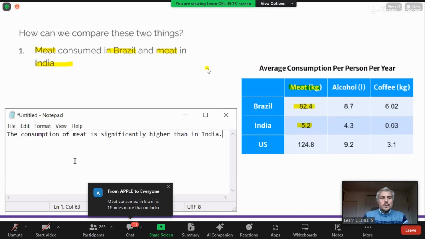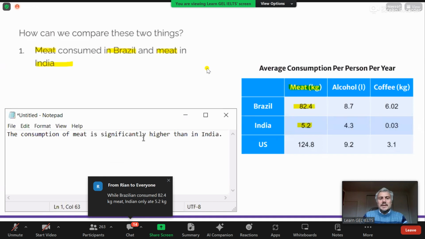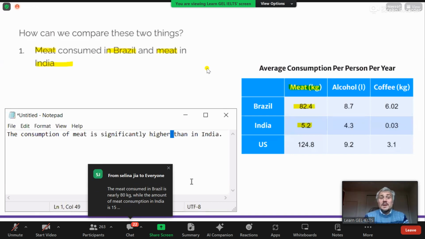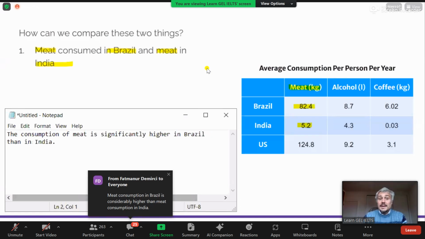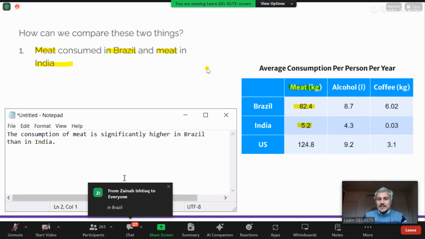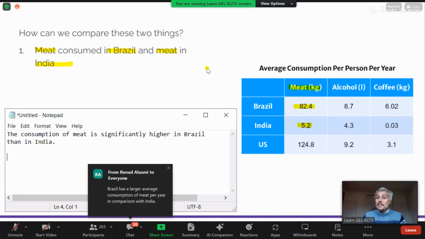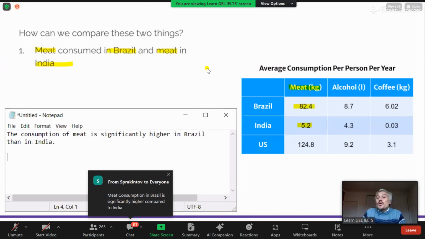Okay, I like this one. The consumption of meat is significantly higher where than in India? We've missed something out here. The consumption of meat is significantly higher in Brazil than in India. Now we've got a good comparison. Well done. I like that one. Remember, there must be two things to compare. If you don't say them, we don't know what you're comparing.